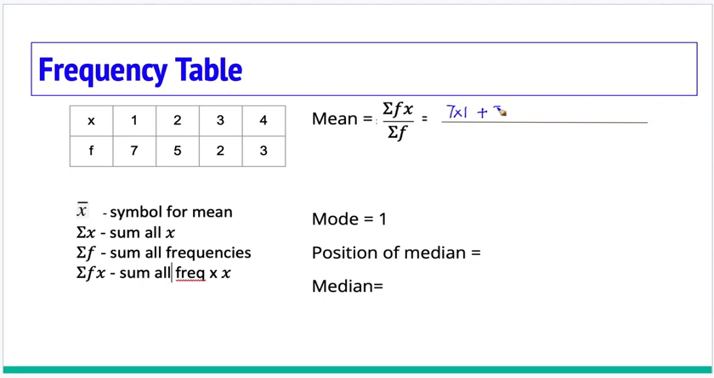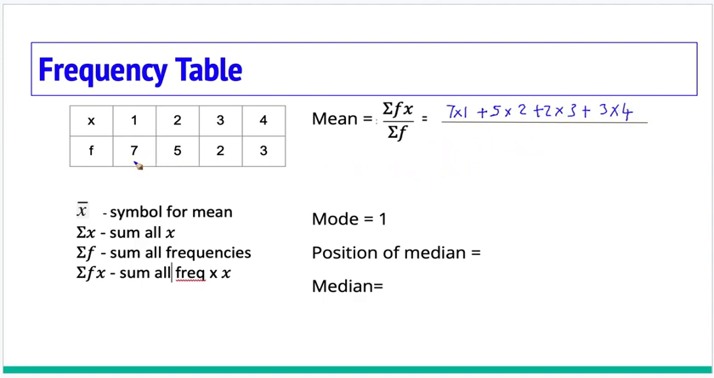And 5 times 2 plus 2 times 3 plus 3 times 4. Right? We find the total for each number, and we add all of them together to get the total score.